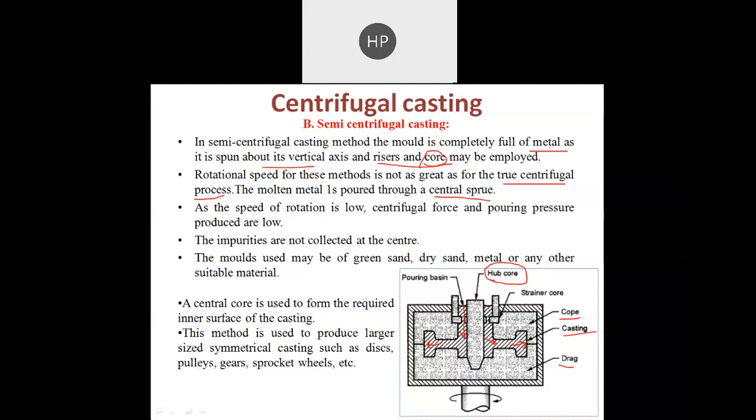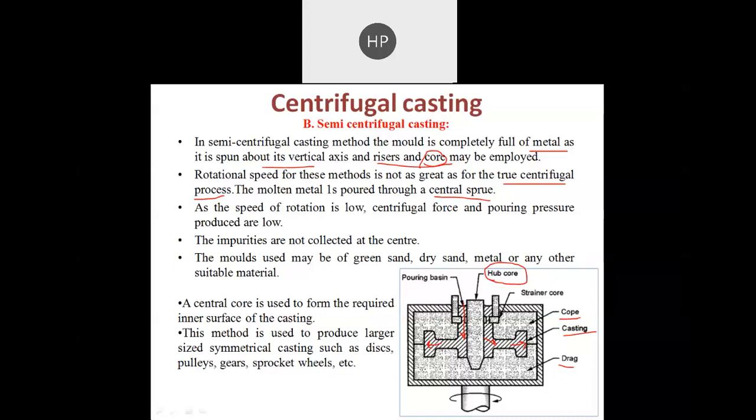But in semi centrifugal casting, the rotation speed is less, and we are also using a core, so the impurities will not automatically collect at the center. And here we can use green sand or dry sand for making the mold. Also a central core is used to form the required inner surface. Okay, so it is optional, depending upon the shape and size, whether we use the core.